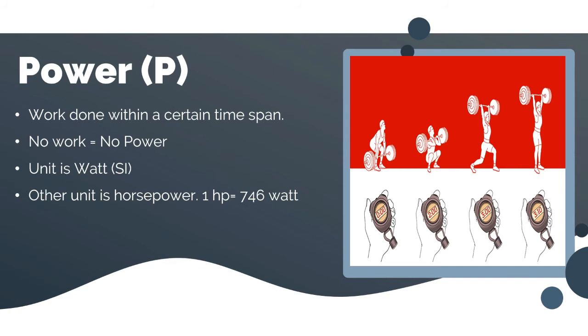Paano po ba yun? So, it is joule per second. Joule per second po ang unit niya, yung watt. The other unit for the power natin is what we call horsepower, on which 1 horsepower is equivalent to 746 watt.